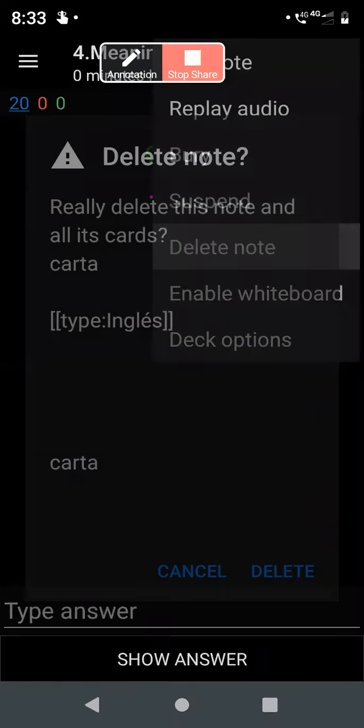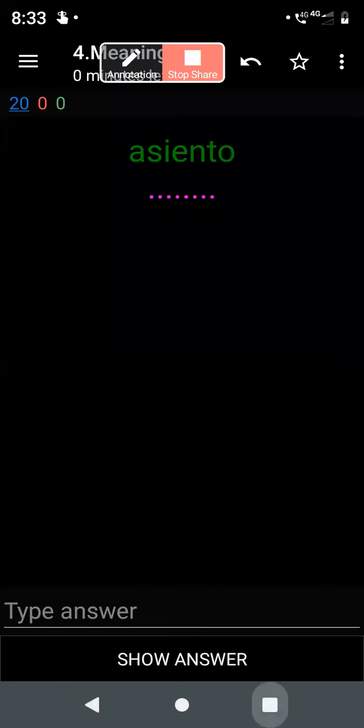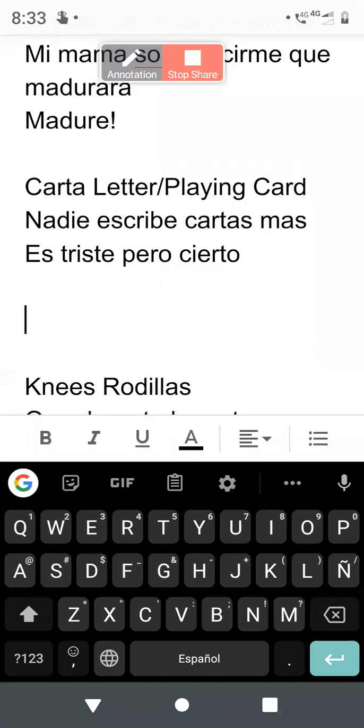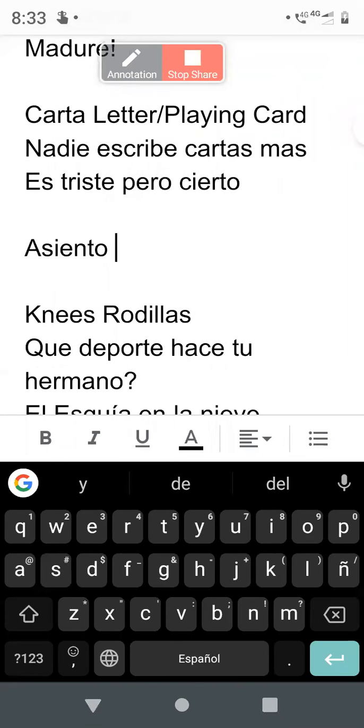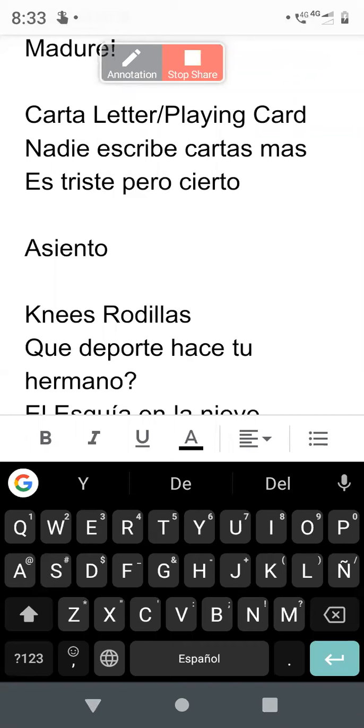Carta. Asiento. Oh, to go up. Asiento. No, hang on. Wait. Asiento. I know asiento. Let me look for my book. Well, I know that one. Asiento. Come on, Danny. No apurate. Asiento. Wait. I'm looking for somewhere. I can't find it.